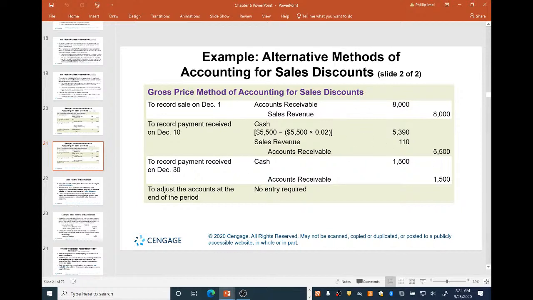So we're going to give them that discount on that payment, and then we're going to adjust our sales revenue back based upon the percentage that they paid, right? And then when we record the other payment, the remainder of the 1,500 right there, cash, accounts receivable, and then there's no adjusting entry at the end. Does that make sense? Like I said, I'm not really as concerned with the numbers, more so just the debits, credits, and how it flows through. So the gross method's going to be the preferred method. Okay. Does that make sense to you?